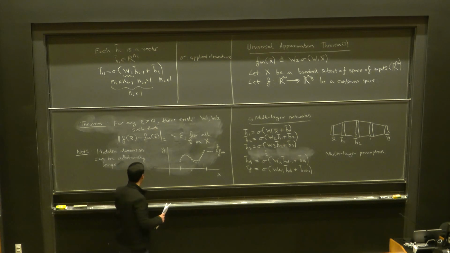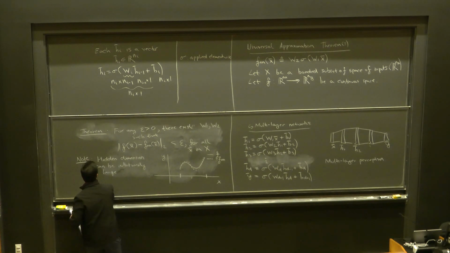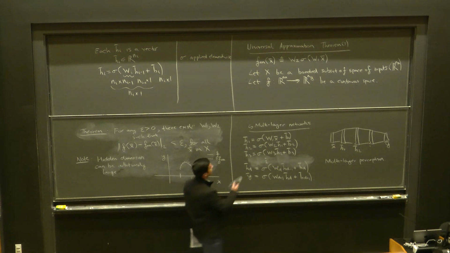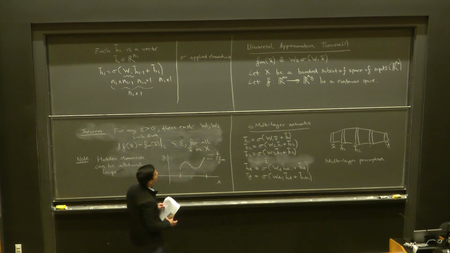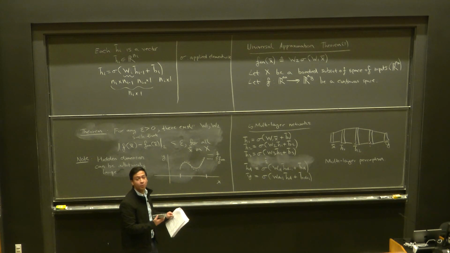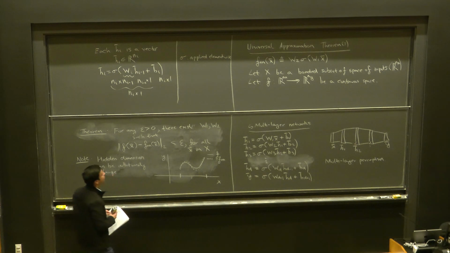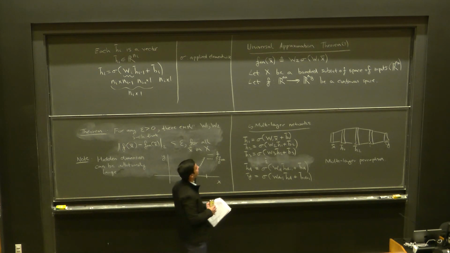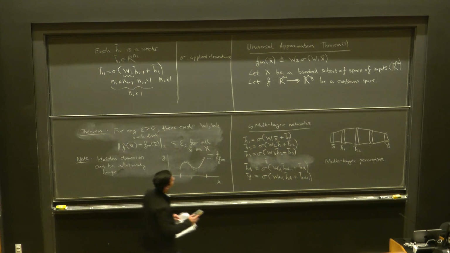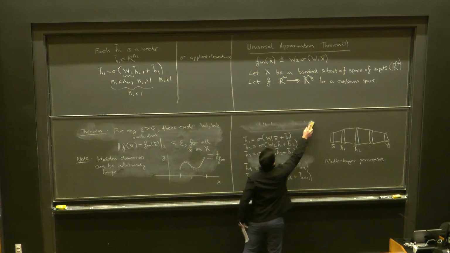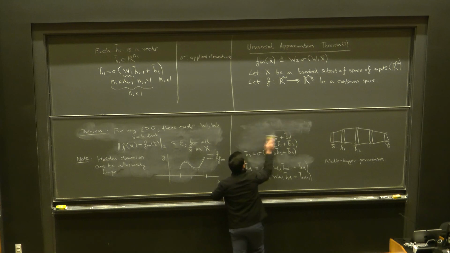Okay, so like I said, this is useful to know about because it gives you some theoretical justification for looking at functions of this form. If this property wasn't satisfied, then you might be slightly concerned that this is not a good class of functions to look at.